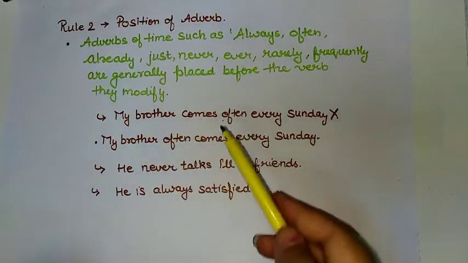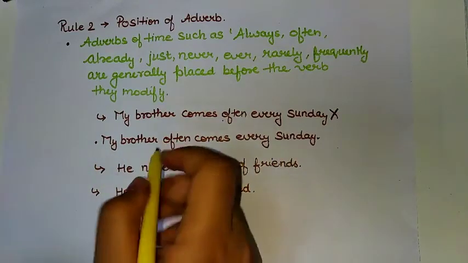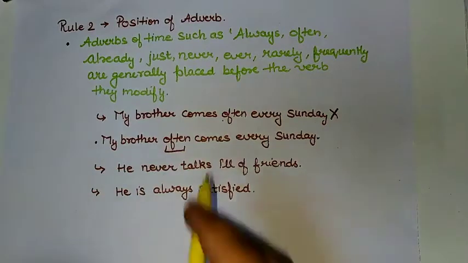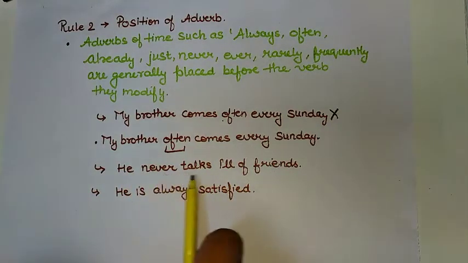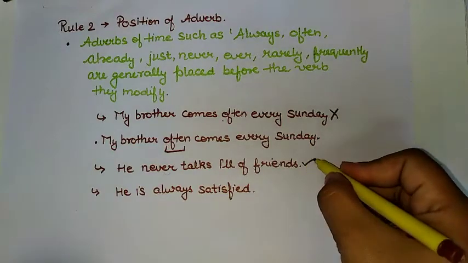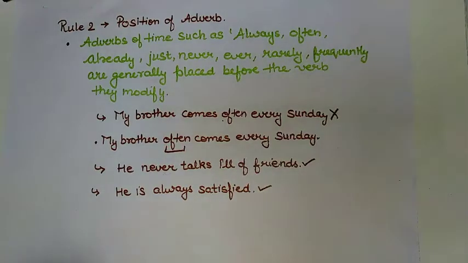You can understand the sense of the sentence, right? My brother often comes every Sunday. Often is an adverb of time and comes is the verb in the sentence. He never talks ill of the friends. Never is coming before the verb talks. So this sentence is correct. He is always satisfied. This sentence is also correct because always is placed before the verb satisfied. So it is clear that an adverb of time should be placed before the verb they modify.